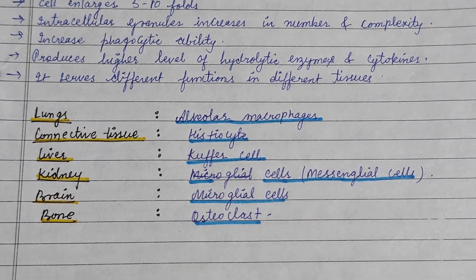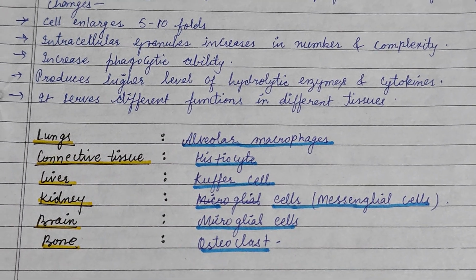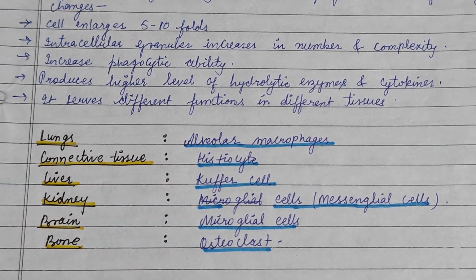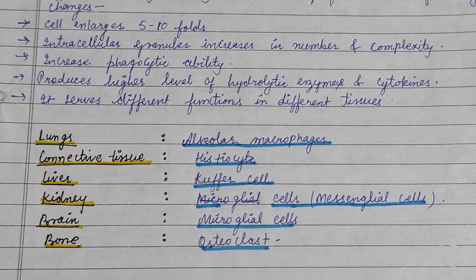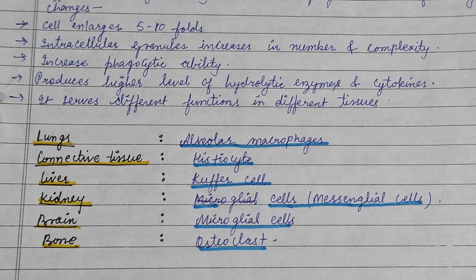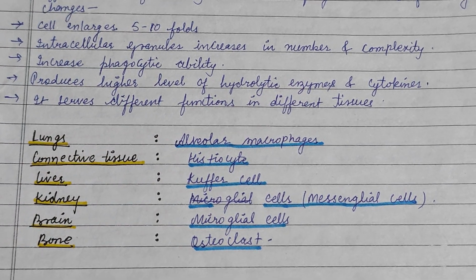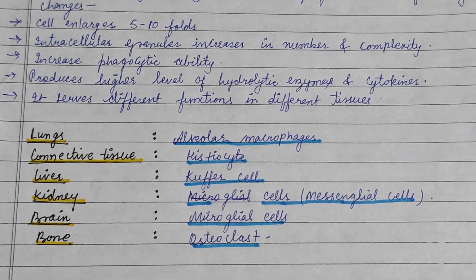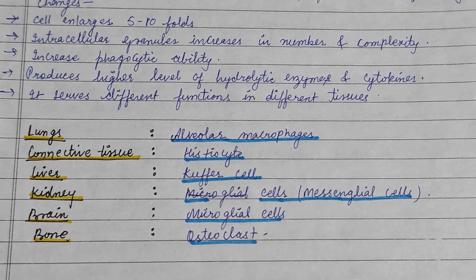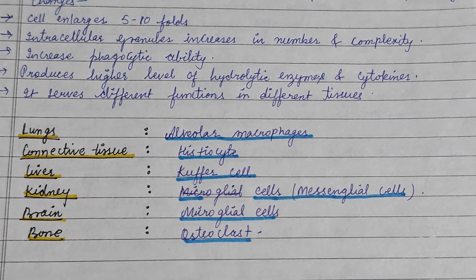The cells are larger by 5 to 10 folds. There is an important note here. In the lungs, they are called alveolar macrophages. In the connective tissue, the macrophages are also known as histiocytes. In the liver, Kupffer cells; in the kidney, mesangial cells; in the brain, microglial cells; and in the bone, known as osteoclasts.